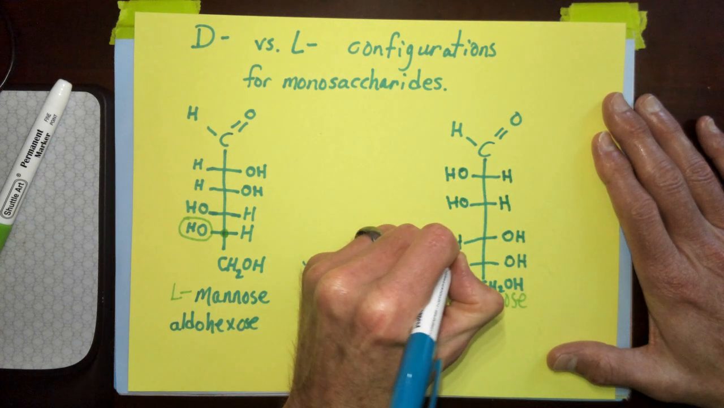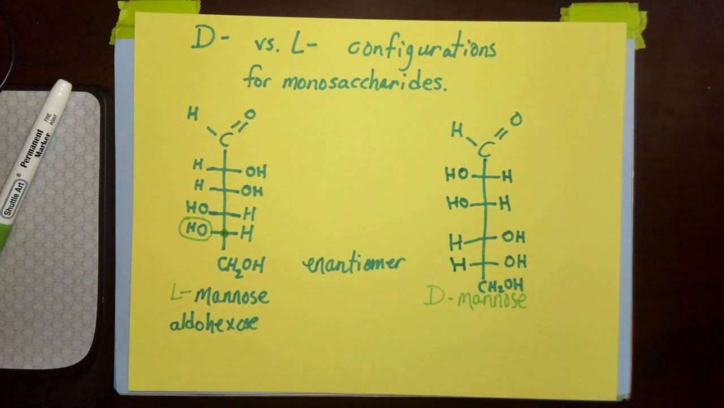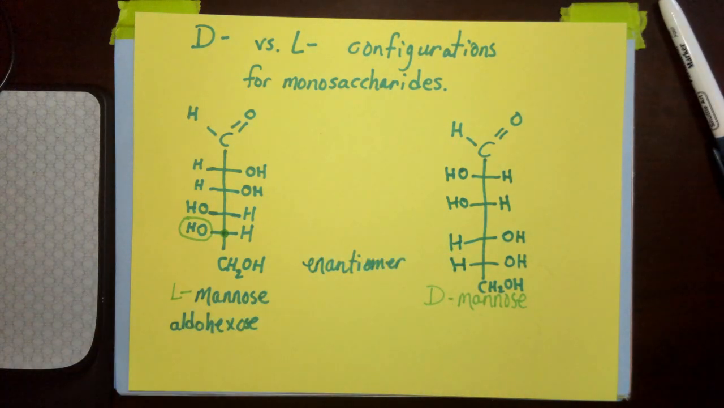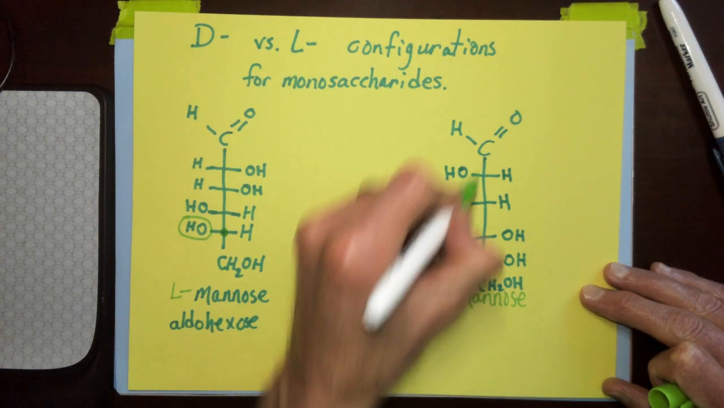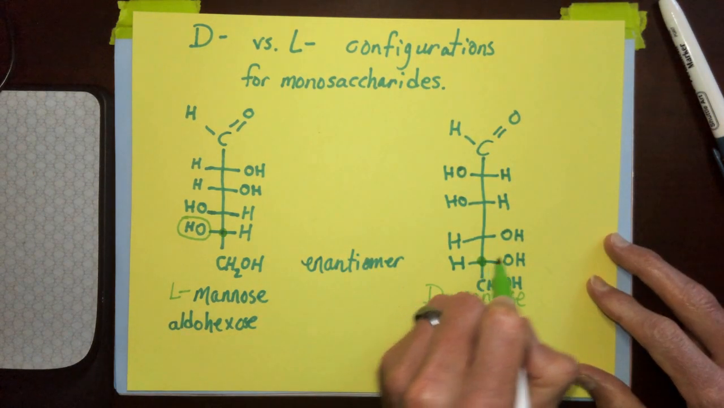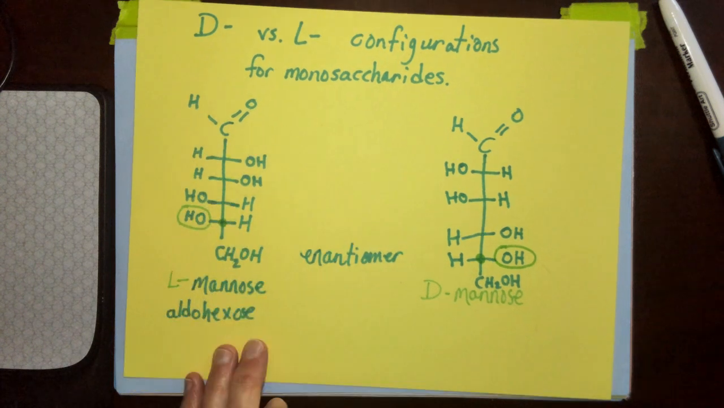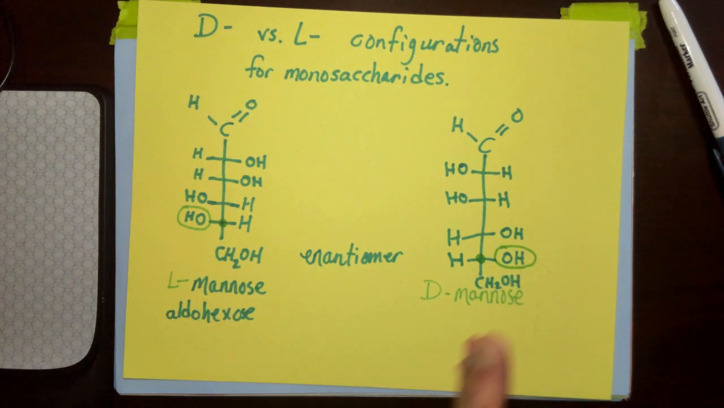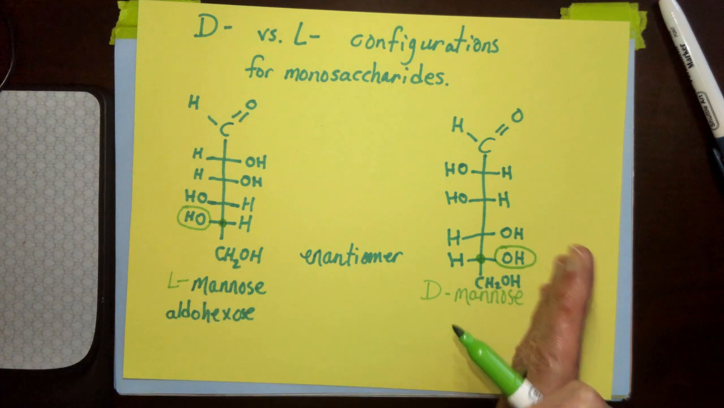Now remember, to be the D configuration, we look at the chiral carbon furthest from the most oxidized carbon. So this carbon right here, furthest from this aldehyde, the most oxidized carbon down here, we look for that hydroxyl group. It's on the right side of the Fisher projection, so that's D monos. So here's the L monos and the D monos.